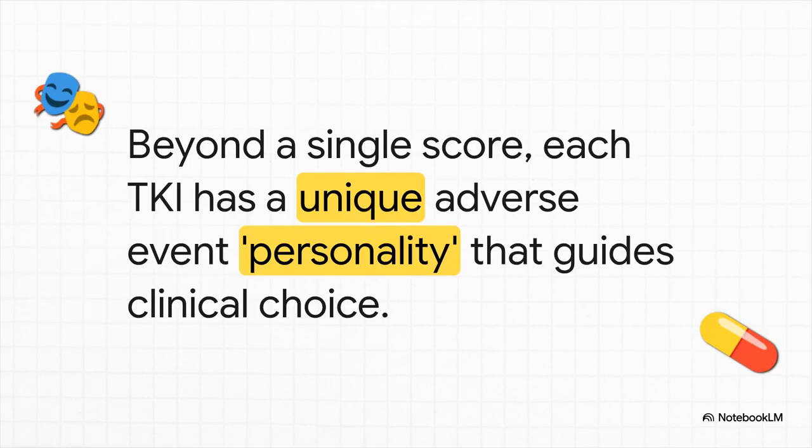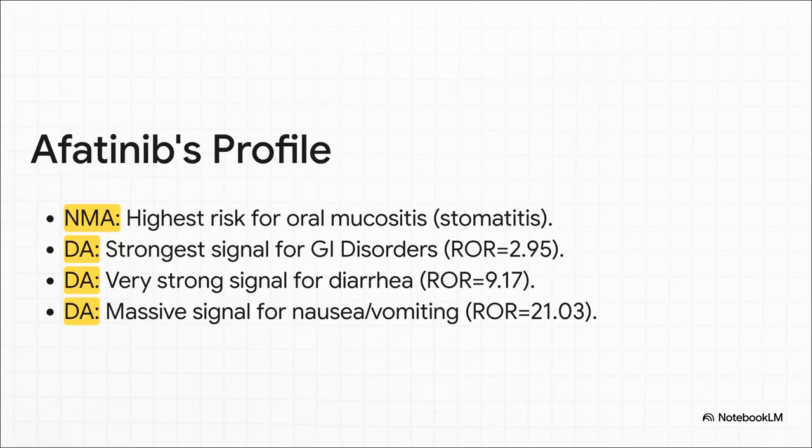But you and I both know that a single overall toxicity score doesn't really tell the whole story, does it? It doesn't give us that clinical nuance we desperately need. The really crucial point here is that each of these TKIs has its own unique adverse event personality. And if we're going to choose the right drug for the right patient, we have to get to know these personalities. So let's start with afatinib.